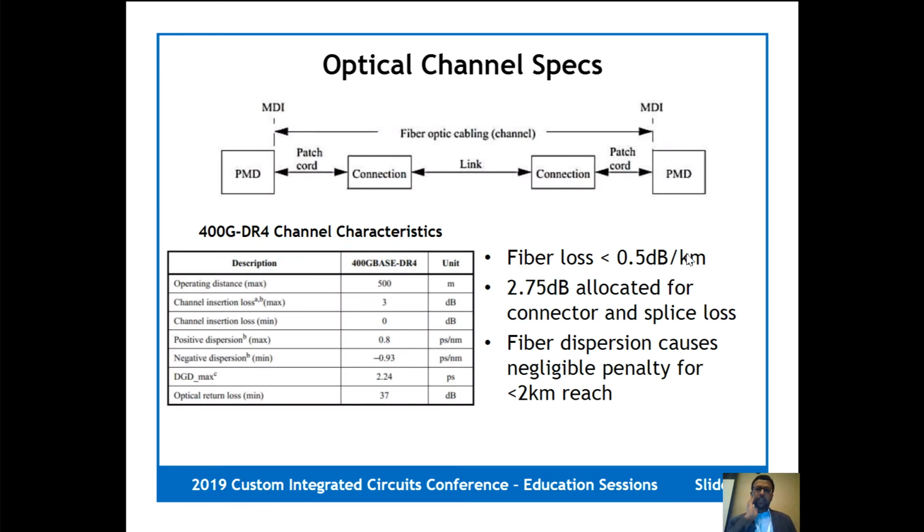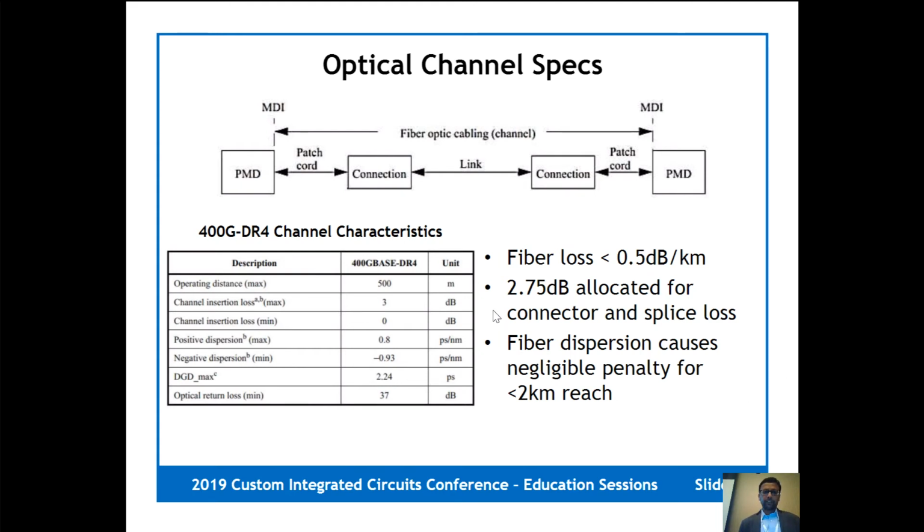In this slide, I'm just listing some numbers that are useful to keep in mind when looking at or budgeting optical channels. The spec itself allows 3 dB of insertion loss budget for the end-to-end link. The fiber loss is typically well below 0.5 dB per kilometer, so for 500 meters, which is 0.5 kilometers, the fiber loss is small. For DR4, we have about 2.75 dB allocated for all the connectors and splices. Typically this allows for 3 or more connections.